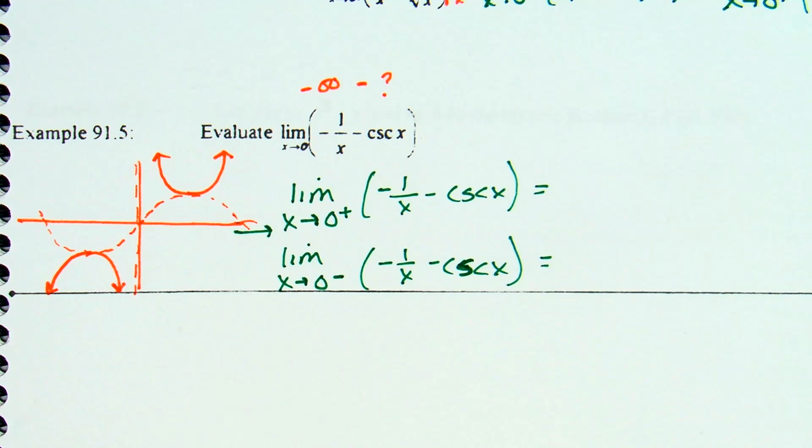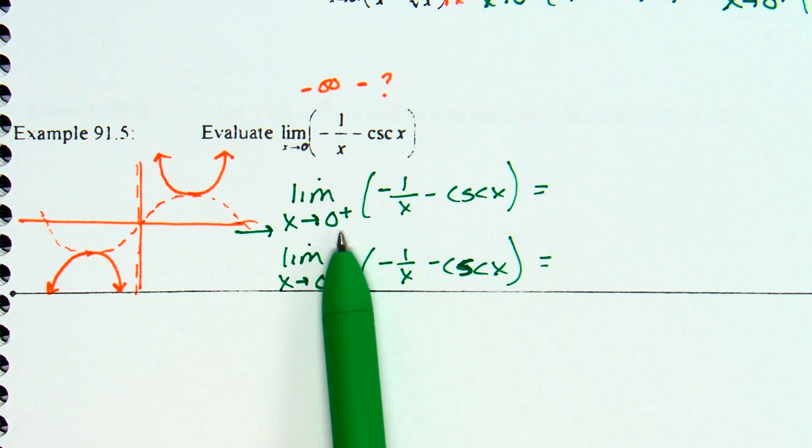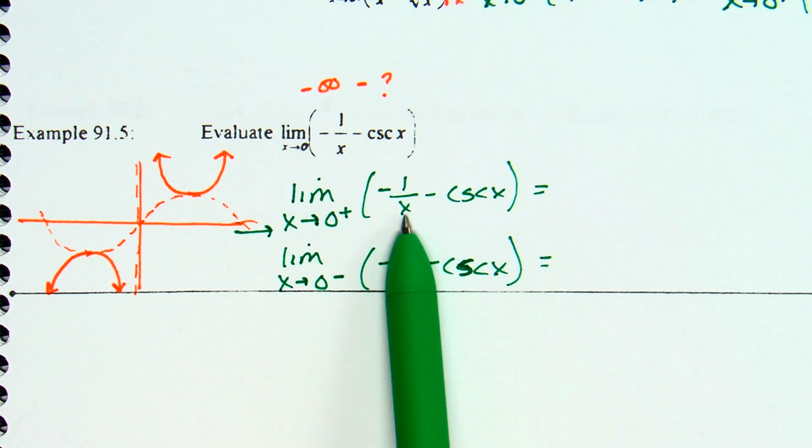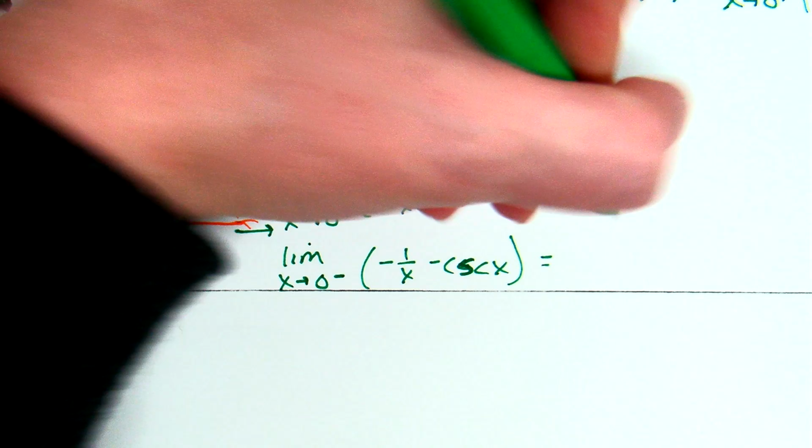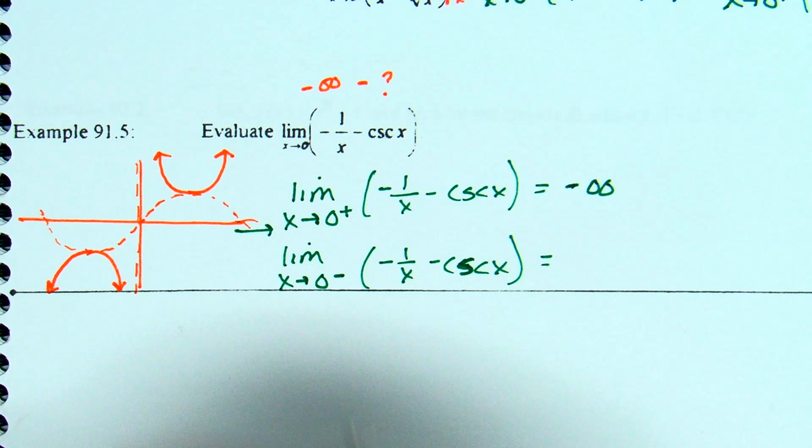What happens with these right here? Do they come out to be the same when we look at them individually? So 0 from the right. Negative 1 over x. So the negative of 1 over positive values. What's that going to approach? It's the negative of what's 1 over 0 approach? Infinity. And it's because it's 1 over positive values, it's positive infinity, right?